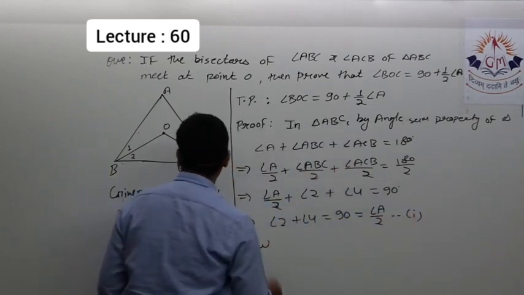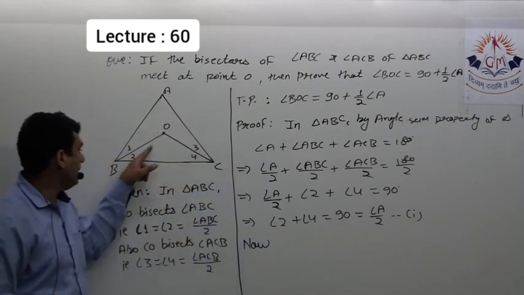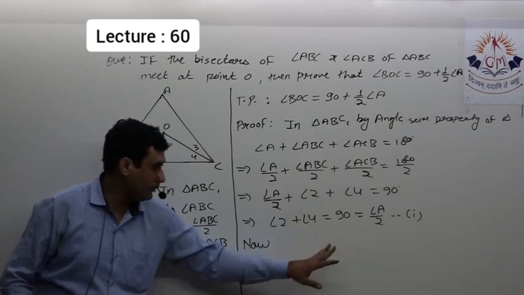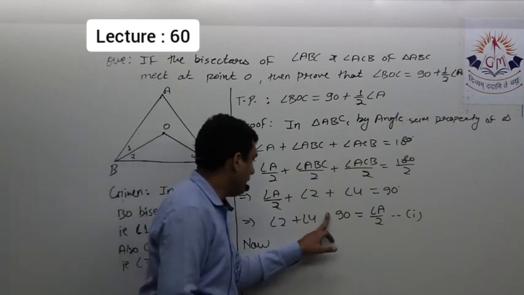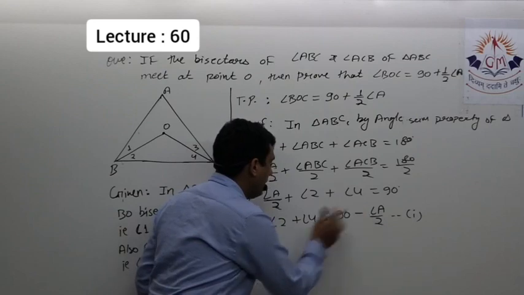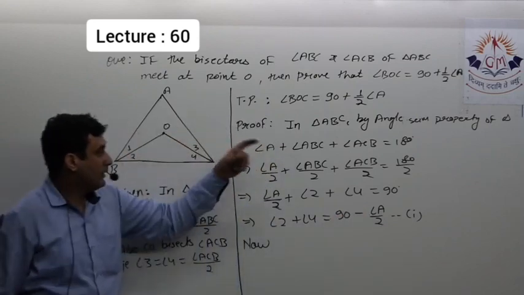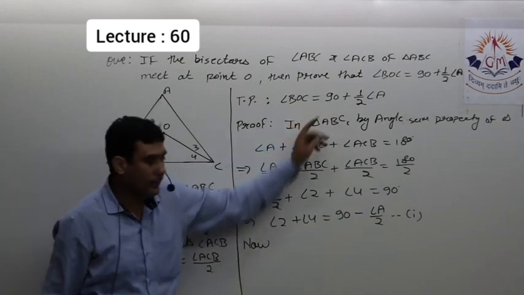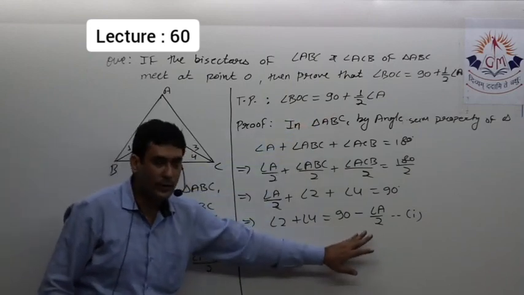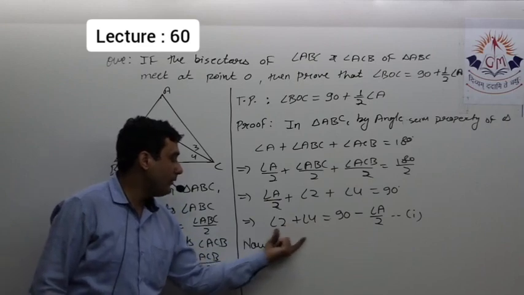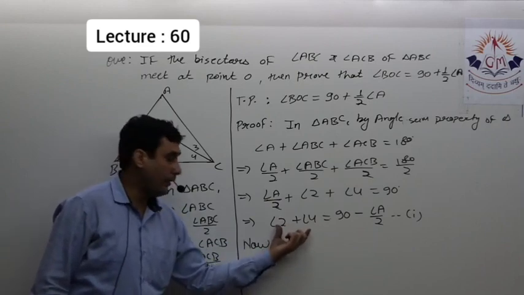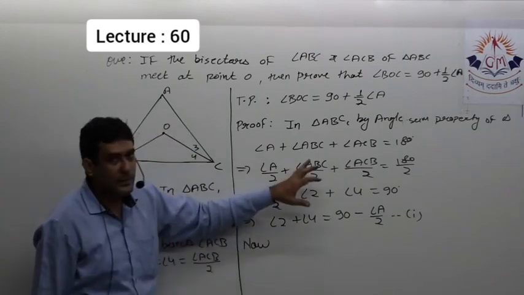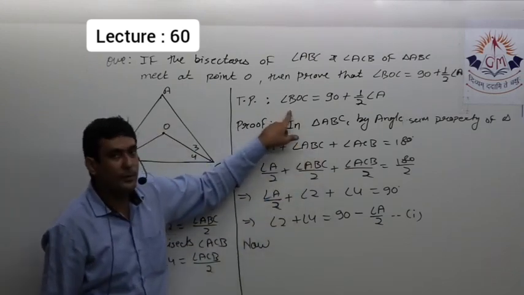Now I can apply the angle sum property again in triangle BOC. See, what result I need, that angle 2 and angle 4 is not there. 90 is there, A by 2 is there. So 90 and A by 2 I have already in my expression. Now I have to replace this angle 2 plus 4 by such an expression which includes angle BOC.